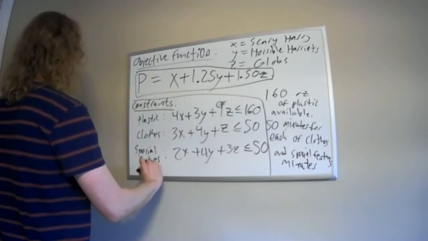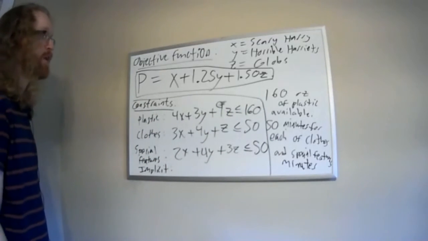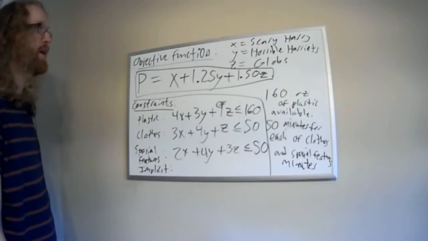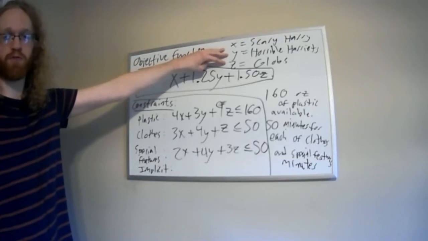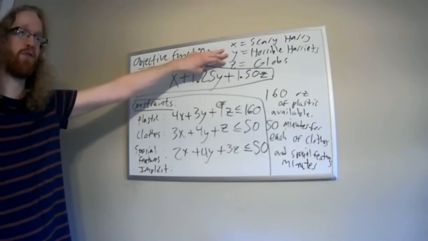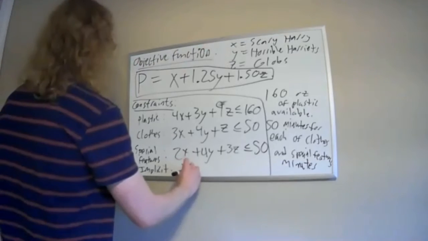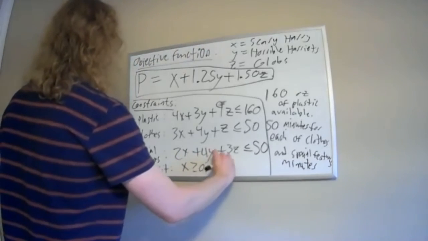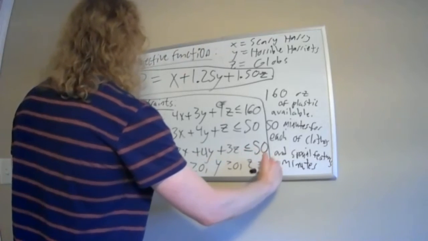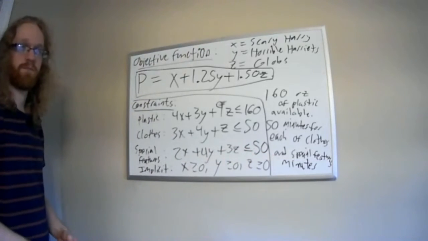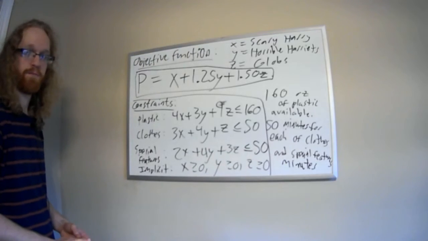Lastly, I should have my implicit constraints. And what should those be? Well, they should be just like I had before. Again, I'm producing a number of dolls, so it doesn't make any sense to talk about a negative number of dolls. And so my implicit constraints ought to be that each of these variables is not negative. So I should have x is greater than or equal to 0, y is greater than or equal to 0, and z is greater than or equal to 0 as my constraints. Otherwise, none of this will make any sense if I allow my variables to be negative.